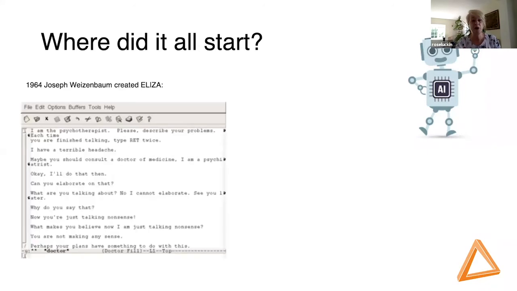Now, a very early example of AI can be found in the 60s in a system built by Joseph Weizenbaum called ELIZA. Now, ELIZA was a very old-fashioned system. It was playing the part of a psychotherapist. And if I was sitting at the terminal computer and typing in, I might ask the psychotherapist a question. And you can see in this dialogue, the person who's sitting at the desk typing into the ELIZA interface has said, "I have a terrible headache." And ELIZA's responded by saying, "Well, maybe you should consult a doctor of medicine. I'm a psychotherapist." And so the dialogue goes on.